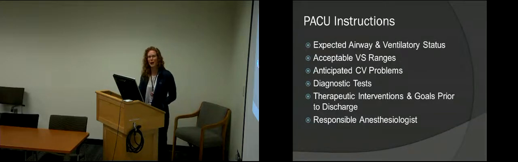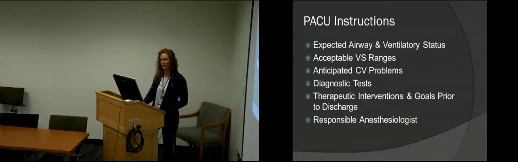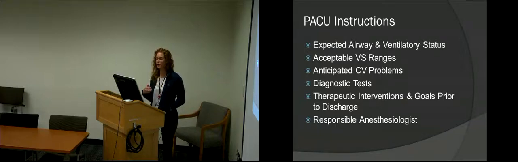The most important handoff instructions that they want to know about follow everything you're already signing out. Airway and ventilatory status, and what are acceptable vital sign ranges? This is really important in cardiovascular patients and neuro patients. They will have strict parameters that the nurses need to follow. Any anticipated cardiovascular problems, if they have been going in and out of rhythms, things like that. Any diagnostic tests, so if you need to check a hemoglobin or electrolytes in the recovery room. And any therapeutic interventions and goals prior to discharge.